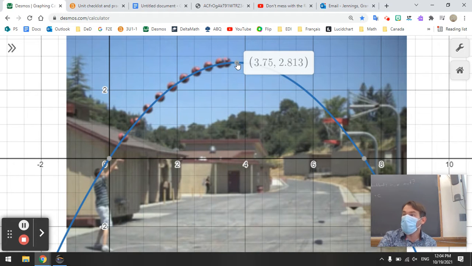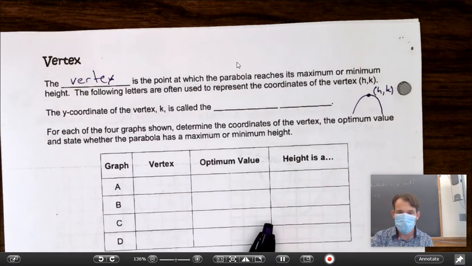And yeah, so that's a very key point of parabolas. Isaiah called it the turning point at the beginning of class, and that's a great way to think about it. Where does the parabola turn around and go the other direction? In this case, it's a maximum value. If the parabola opens upwards, it's a minimum value for the parabola. All right, let's keep going.